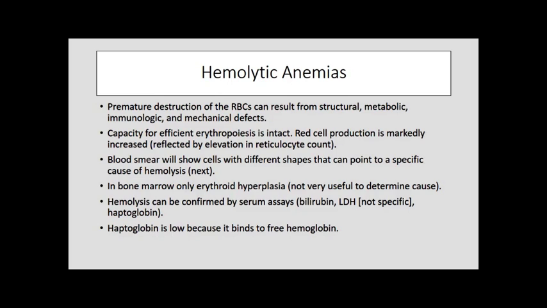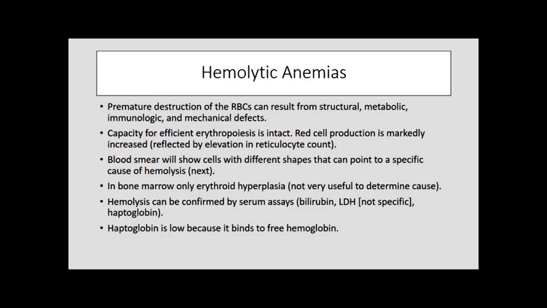To diagnose hemolysis, we're going to do serum tests, in which we are going to look for bilirubin. Normally the indirect bilirubin is going to be elevated. LDH is going to be elevated. And there is a protein called haptoglobin that is very important in the diagnosis of hemolysis, because this protein is going to be low. If there is hemolysis and there is a lot of free hemoglobin circulating, haptoglobin is going to bind to this free hemoglobin, so the level of the free haptoglobin is going to decrease.